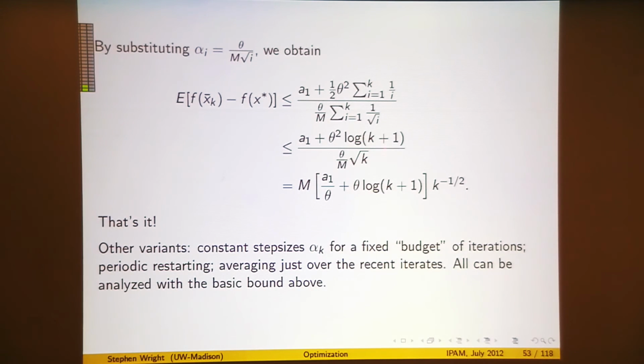That makes the whole thing bigger. And going from here to here, we made the whole thing bigger. And now we're pretty much done. Because what can I do? I've done nothing. All I've done is to just express this differently. And I can see that I've got this log k over square root of k behavior. So we're able to show that the expected error in this average iterate is going down like 1 over square root of k, for this particular choice of step length.